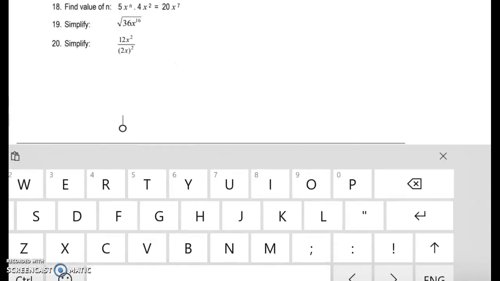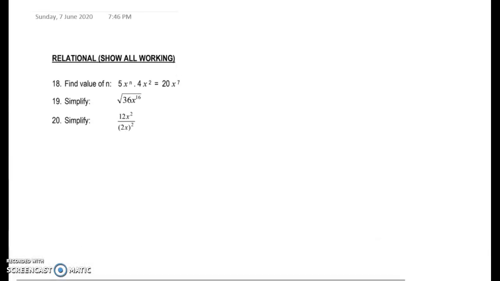Okay, so let's start with these three. Have a go at them before you watch. The first one looks really weird, but it's not really. It's testing that you understand the idea of what it means to have an equals sign in algebra.